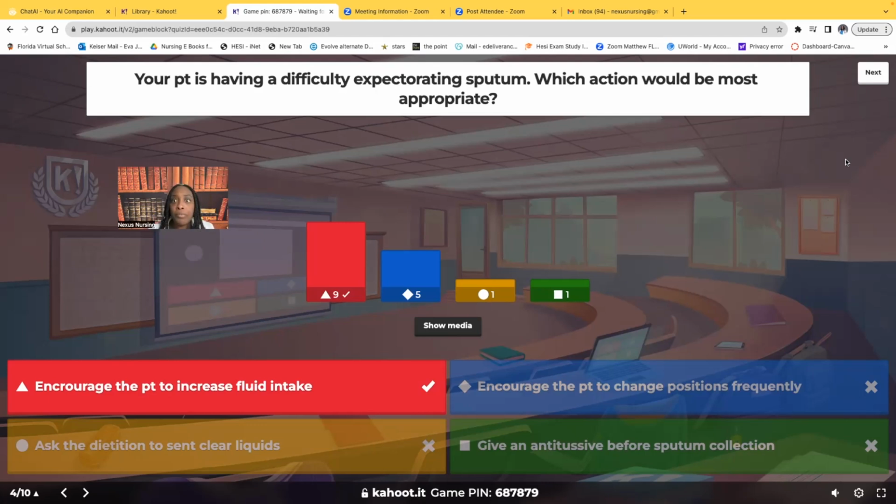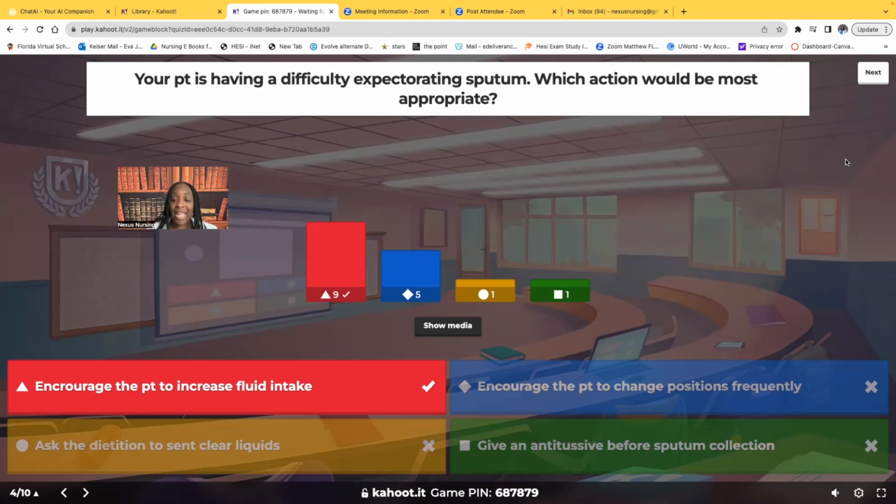Here's the problem. If those secretions are thick, and they are, that's why the patient has a hard time expectorating, coughing them up, you can move them as much as you want. If nothing has thinned those secretions, they're still not going to be able to cough them up. So you want to give them lots of fluids to thin those secretions so it'll be easier to cough up. One person chose, ask the dietitian to send clear liquids. You cannot do that as the nurse. It is a healthcare provider that orders the type of diet the patient is on.